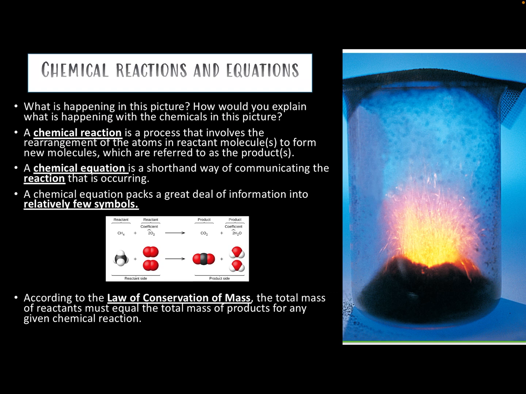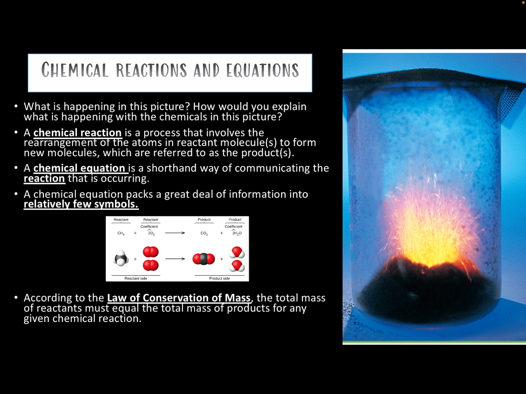So a chemical reaction is when one thing or more than one thing will rearrange itself to create new things. So the reactants are the ones that are rearranging themselves to create the product. So reactants react to produce products.